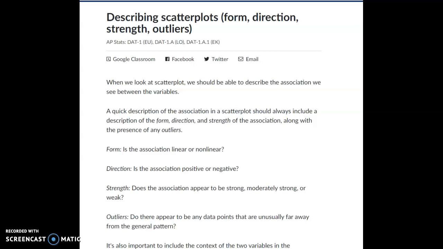A quick description of the association in a scatter plot should always include a description of the form, direction, and strength. The form: is the association linear, or nonlinear, or non-existent? In terms of direction, is it a positive or a negative correlation? And in terms of strength, does the association appear to be strong, meaning that the points fall almost exactly in a line? Moderately strong, meaning they're kind of in a line? Or weak, meaning there might be a correlation there, but it's not really obvious.